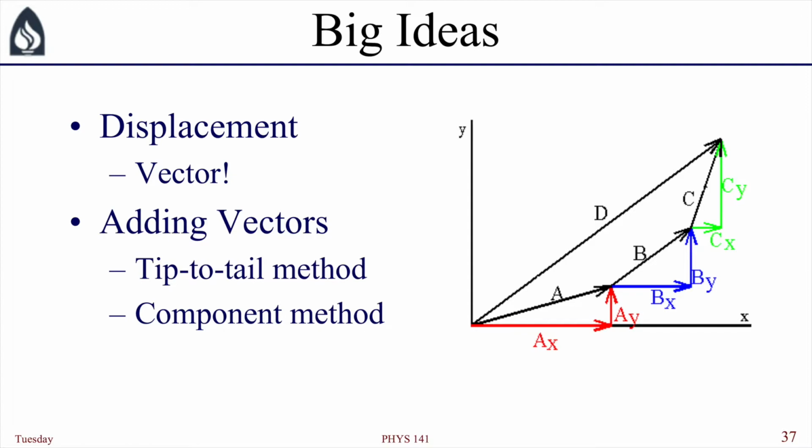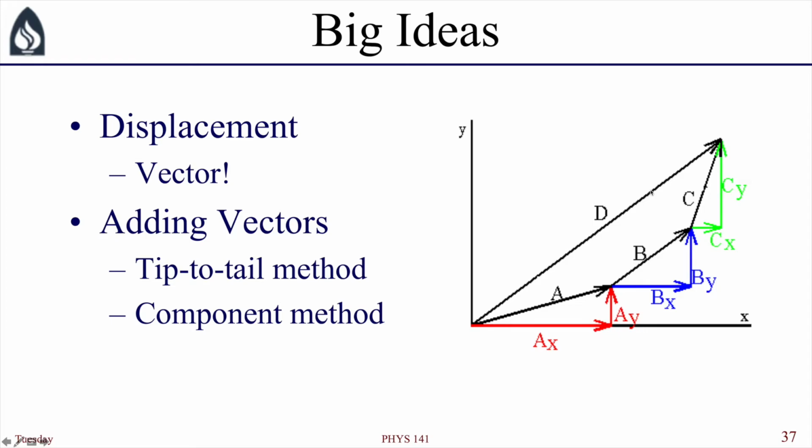If you just want to make a rough sketch, then the tip-to-tail method is a really good way to figure out how the vectors are pointing. So you take the second vector and put its tail on the tip of the first vector and then add them together. Or you can use the component method, which is a faster way to get a more exact answer. And that's where we break the vectors into their components and then add all of the x components together and then add all of the y components together in order to find the x and y components of the resultant vector.